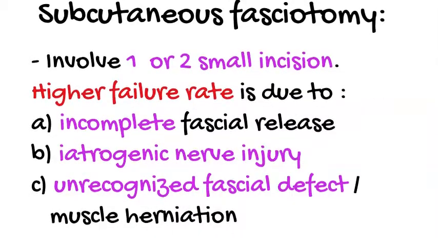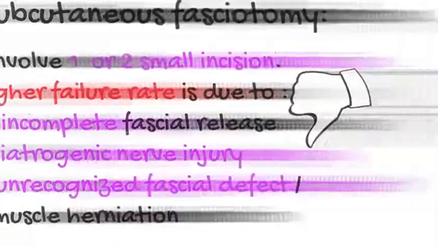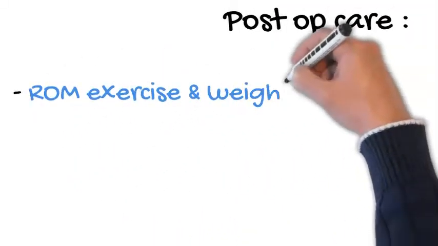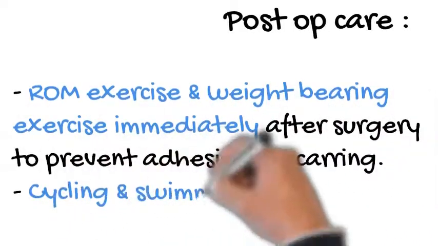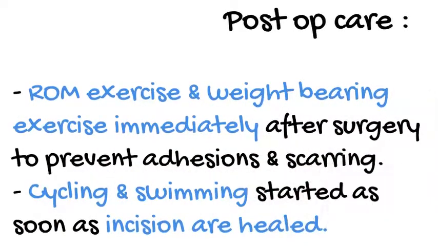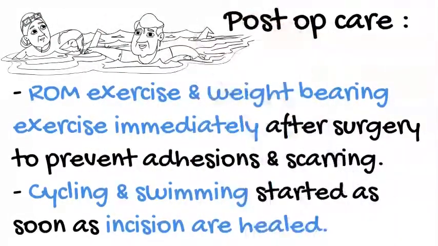The higher failure rate of the subcutaneous fasciotomy method is due to: A. Incomplete fascial release, B. Iatrogenic nerve injury, C. Unrecognized fascial defects or muscle herniation. Patients are encouraged to do range of movement exercises and weight-bearing exercises immediately after surgery to prevent adhesion and scarring. Cycling and swimming are started as soon as the incisions are healed.